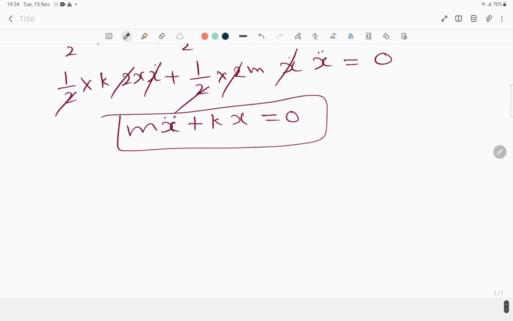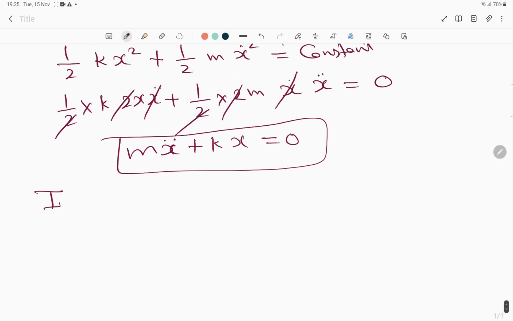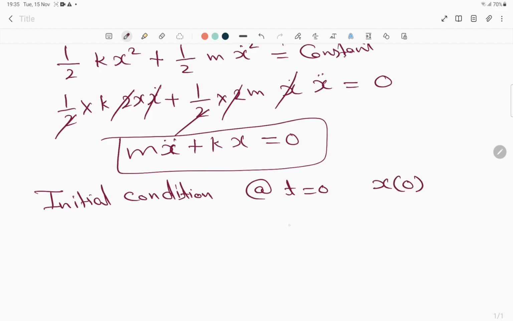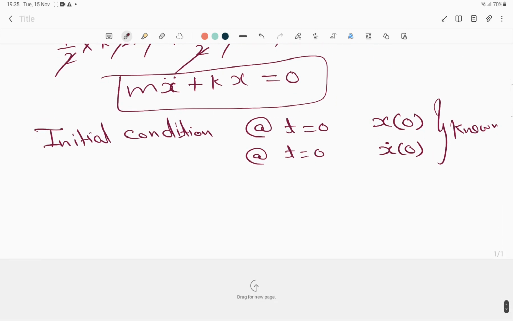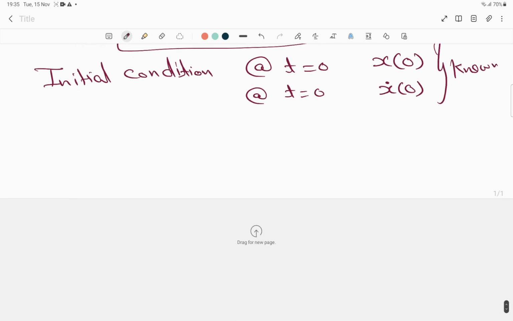And so to solve it, I need initial conditions. So what is the initial condition? Let's say I know the velocity and displacement at time t equal to 0. So at t equal to 0, I know the displacement, x0 is known, and at t equal to 0 I know the velocity, x dot 0, this is also known to me. So these two are known to me, and I basically want to find the solution of this equation in terms of these two. So let's see how do we find it.